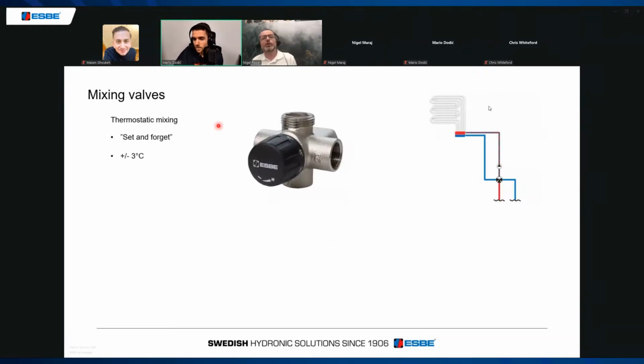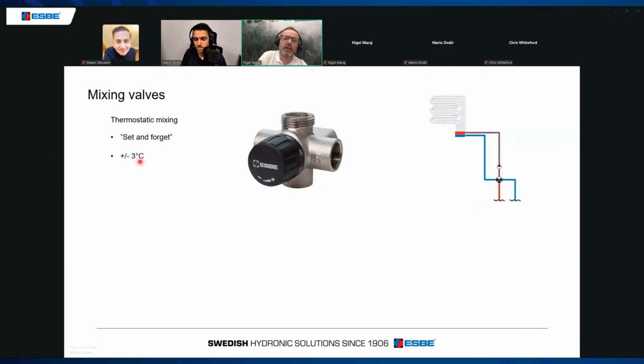So there's two ways of mixing on a heating circuit. For example, take an underfloor heating circuit. You can put a thermostatic mixing valve in there, and you turn the dial to say 40 degrees. That's shown in the diagram or the image, and you set it, and it'll deliver 40 degrees every day. That's roughly 40 degrees. These aren't always that accurate. We're only going to get plus or minus 3 degrees.